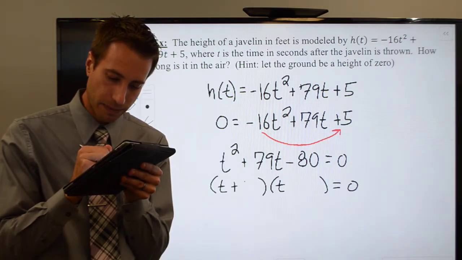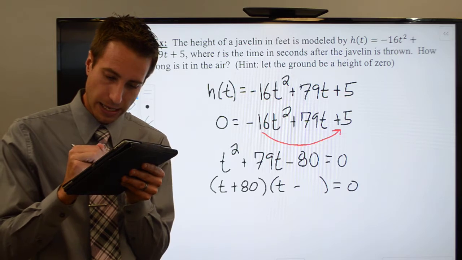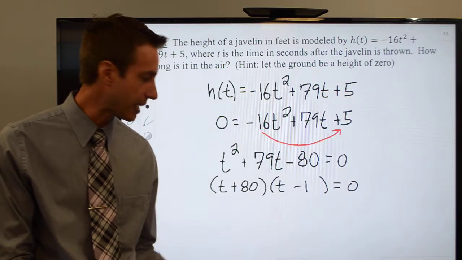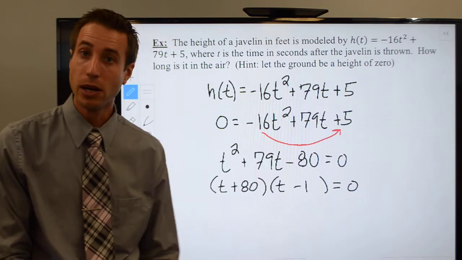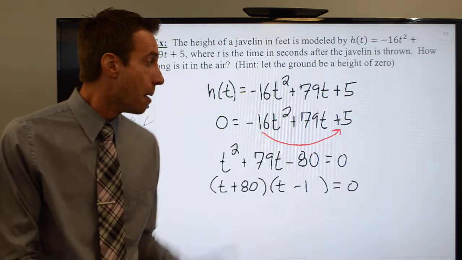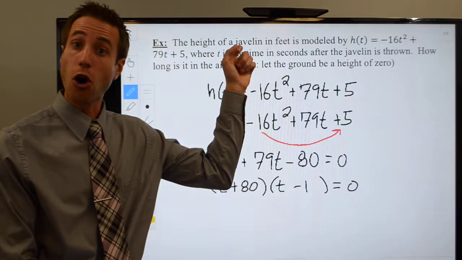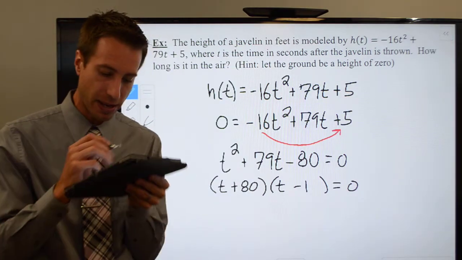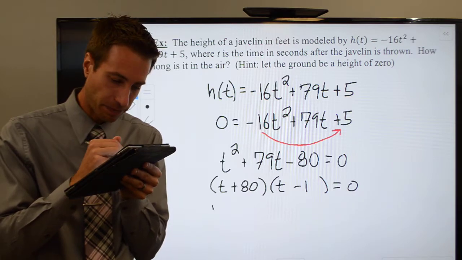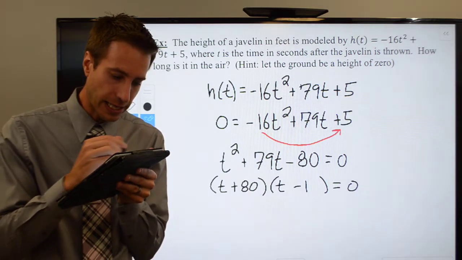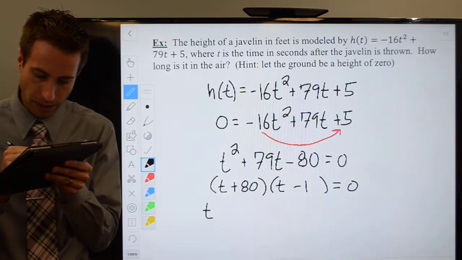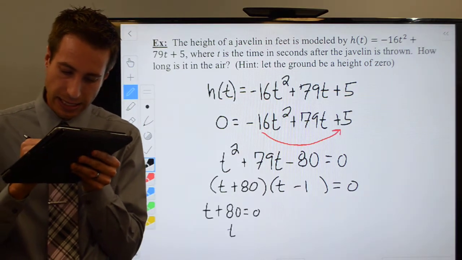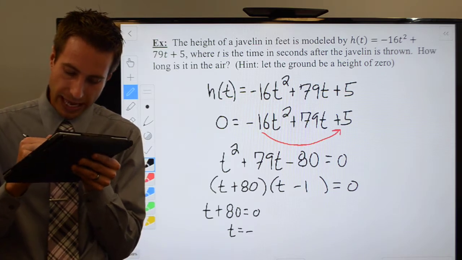Positive 80 minus 1. Positive 80 times a negative 1 is a minus 80, and a positive 80 minus 1 gets you a positive 79. But I asked you to solve, not factor. So we'll need to use the zero product property to split these guys up. Here we go. T plus 80 is equal to 0, which means t is equal to a negative 80.